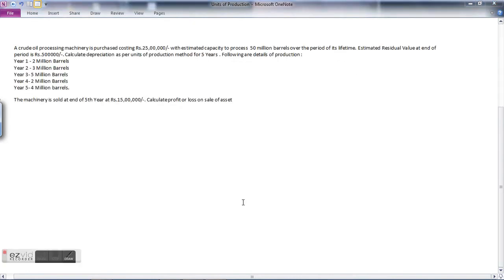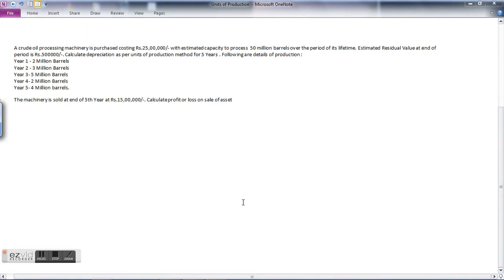In this example, a crude oil processing machinery is purchased costing rupees 25 lakhs, with the estimated capacity to process 50 million barrels over the period of its lifetime. So they have given the production capacity or processing capacity of the machinery, that is 50 million barrels. Estimated residual value at the end of the period is 5 lakhs. Calculate depreciation as per units of production method for 5 years.